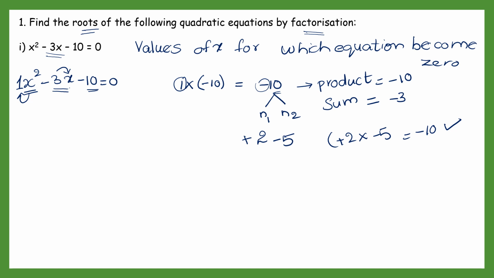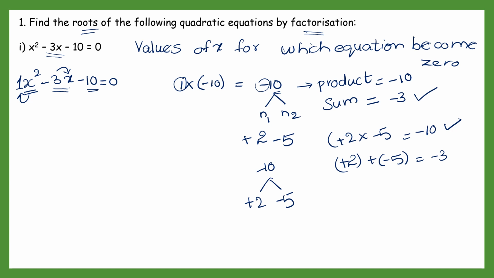The product is satisfied. Next, the sum. Plus 2 plus minus 5. What do you get? Yes, it is minus 3. So the sum is minus 3. This is also satisfied. So two conditions are satisfied. So minus 10 should be split into what? Plus 2 and minus 5.